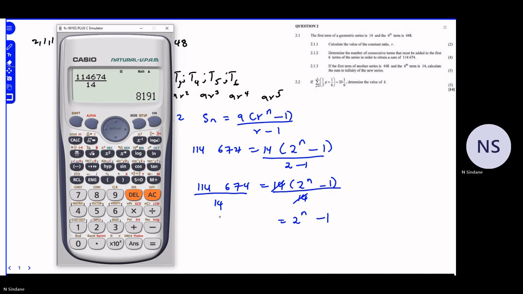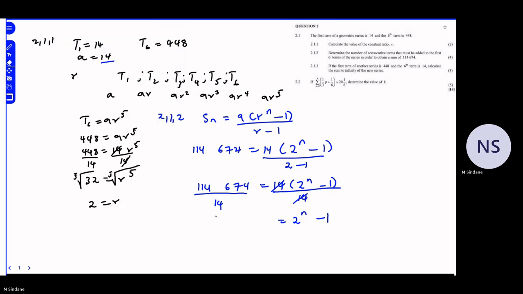8191. And then I'm going to take this to the other side. Plus 1. It's going to be 8192. And then let me look for factors of that. 2 to the power 13. Okay, in this case, it means I'm going to have 8191.